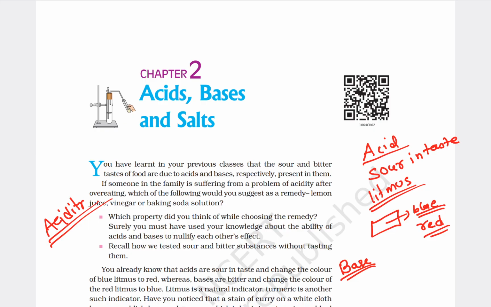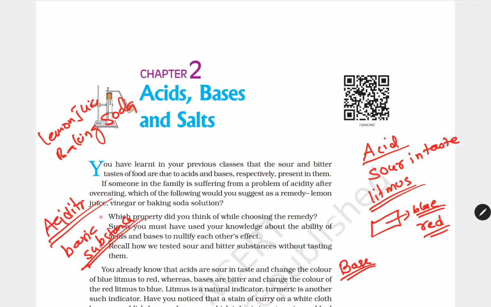To avoid this problem, what can we do? We use a basic substance. Actually we need bases to neutralize the excess acid present in the stomach. They gave some examples. Three items are given here: lemon juice, baking soda and vinegar. Which one will you use to avoid this acidity problem?